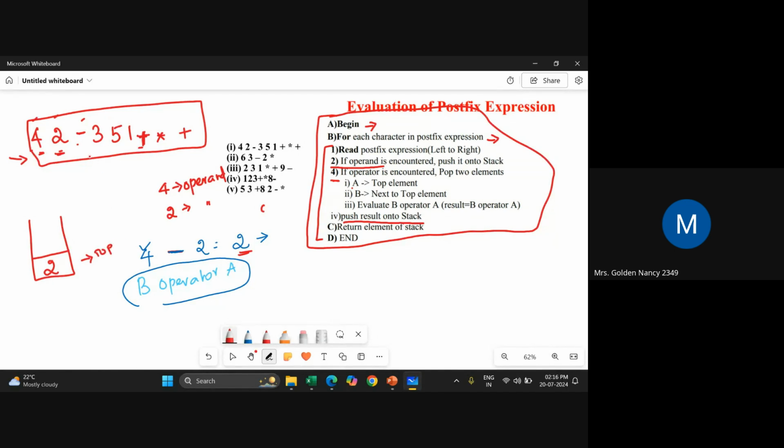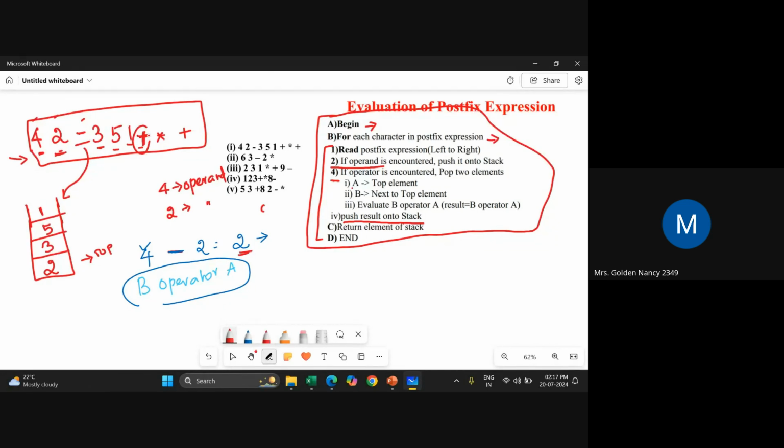Okay, so now we pushed 4 and 2 inside. We evaluated by using this operator. Now the answer is pushed again into the stack. Now the next element is 3, so 3 is pushed onto the stack. Next is 5. Since it's an operand, we are pushing it onto the stack. Please remember this. And finally, it is 1. So 1, I have pushed it onto the stack.